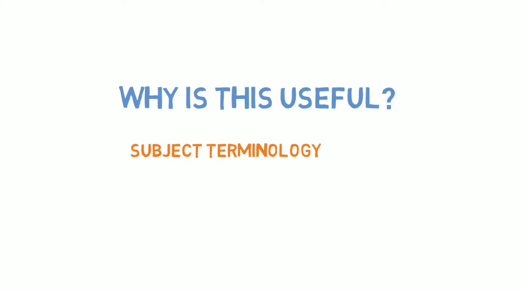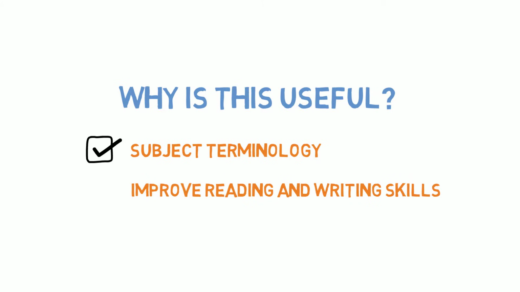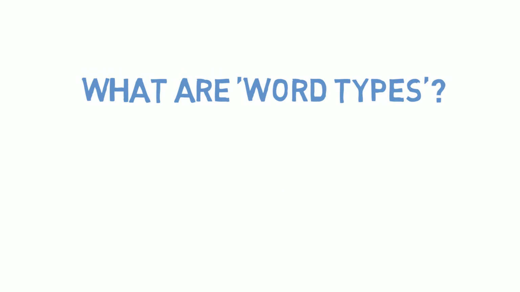Why might this be useful to you? Well, being able to identify when a certain word type is used in a piece of writing is an example of you using subject terminology, which can get you extra marks in an exam or an assessment. Perhaps even more importantly than that, knowing how words function in a sentence can help you with your own reading and writing. So, first of all, what do we mean by word types?